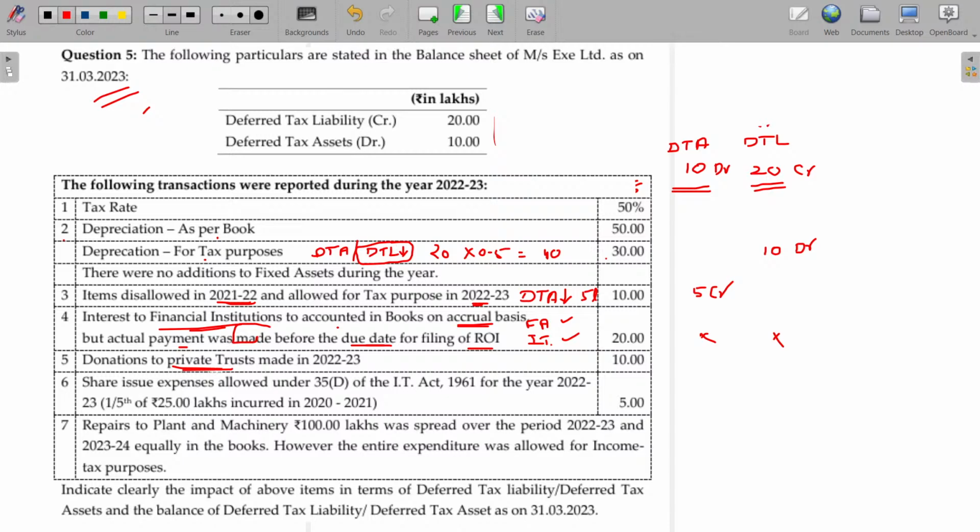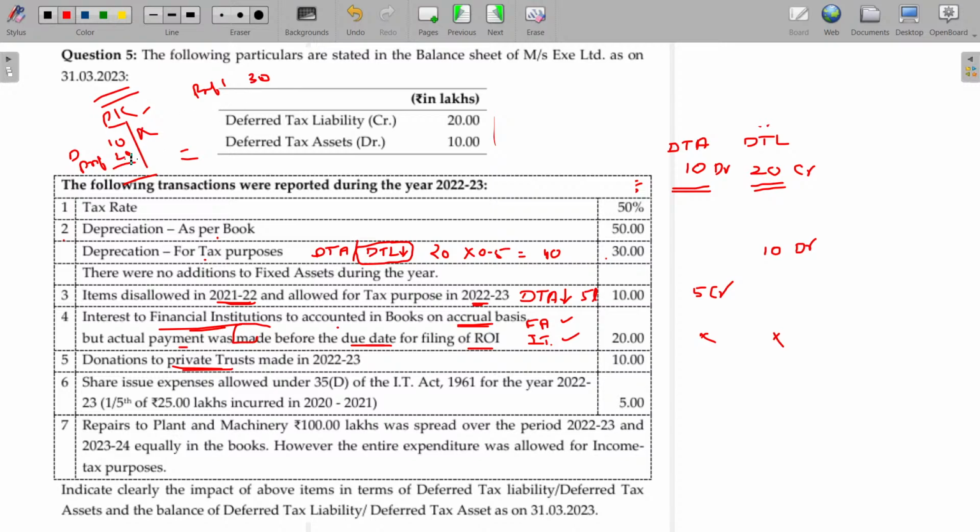Donation under section 80G can be allowed only in specific cases. We have seen 100% allowed, 50% only allowed, and specific 50% or 100% with a ceiling. All these things we have seen. But a private trust is completely not allowed. You might have debited this donation of 10 in your P&L account, after which your profit is 20. But for income tax purposes, this is disallowed, so profit for taxation is 30.